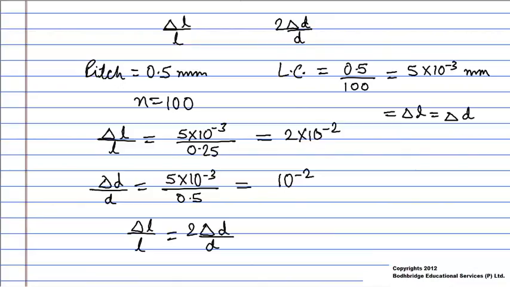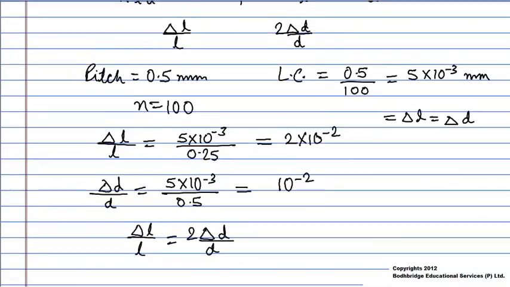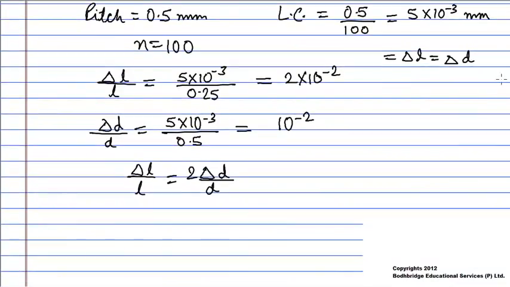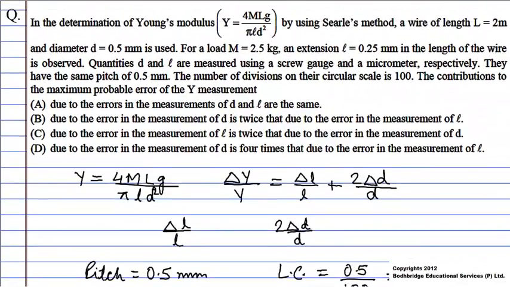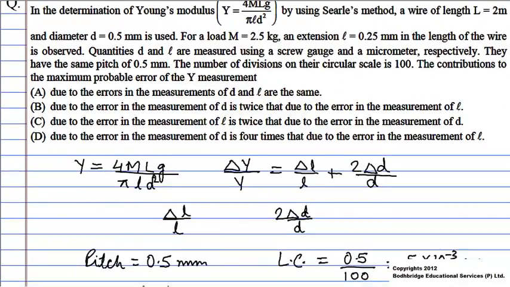As already stated, delta l upon l is the contribution in error by l and twice of delta d upon d is the contribution in error by d. So, the contribution in the error by both of them is same, which is given in option A, which states that the errors in the measurements of d and l contribute the same. Therefore, the correct answer for this question is option A.